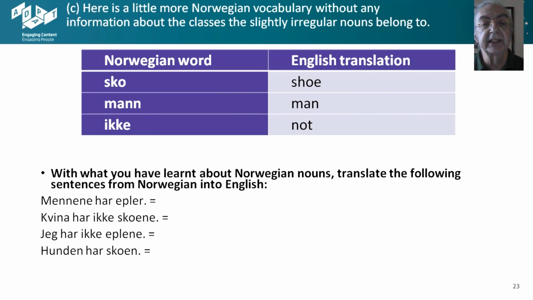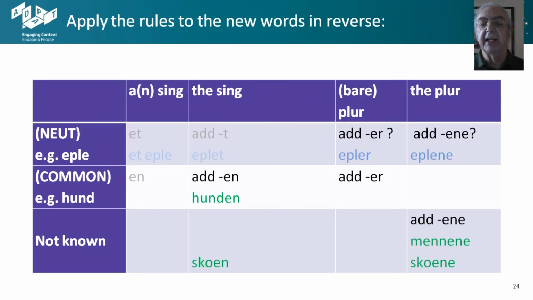Now the final task is to go the other way. We're given a couple of Norwegian nouns. We're not told which class they are, but that won't matter, as you'll see in a minute. And we're also given the word for not, and given 4 more sentences, this time to translate into English. Again, we're going to try and apply our rules, but we're going to apply them in reverse, as it were. And again, on this table, I've greyed out the rules that we're not interested in. We see the words epler and eplene, so we know that it's not an apple or the apple, because we've already seen how to form those words.